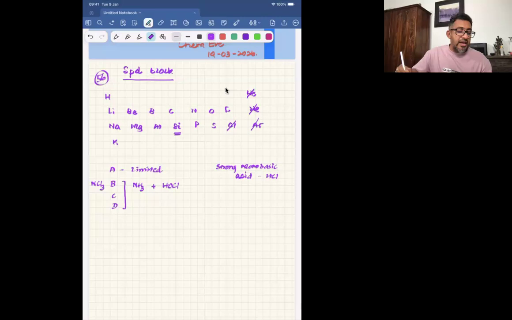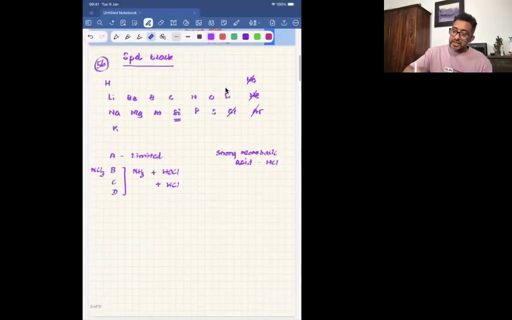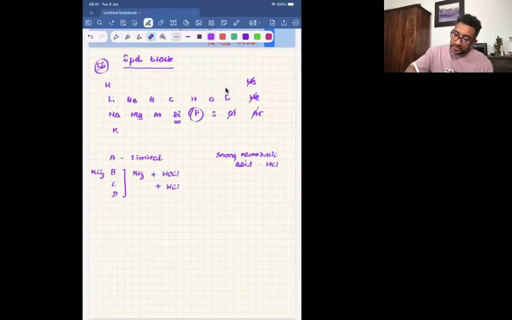C, a tribasic acid and a strong monobasic acid. So HCl is the strong monobasic acid. The tribasic acid is, yeah, the phosphorus-containing material, H3PO4. That's the only tribasic acid we know, right?